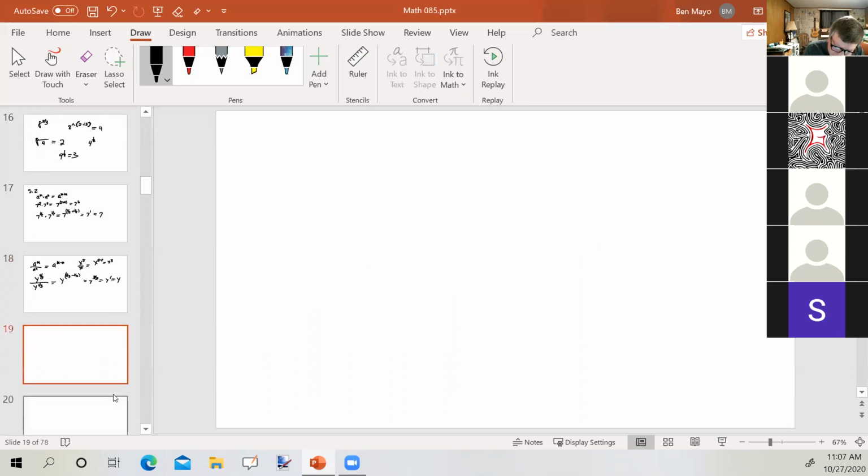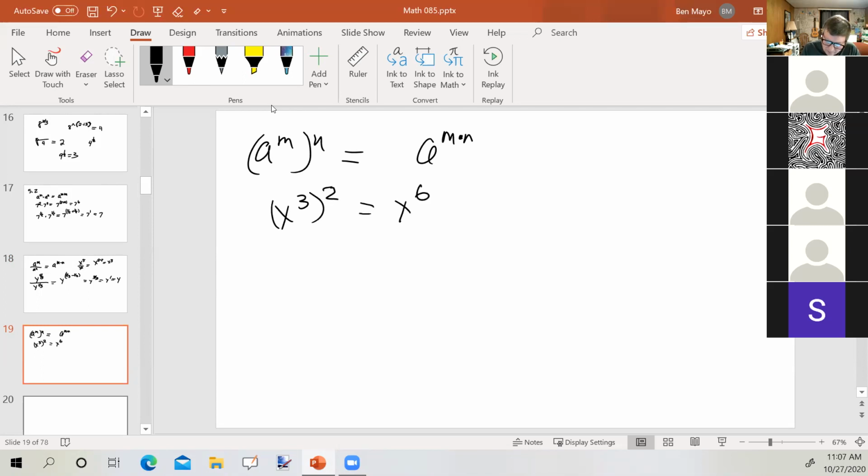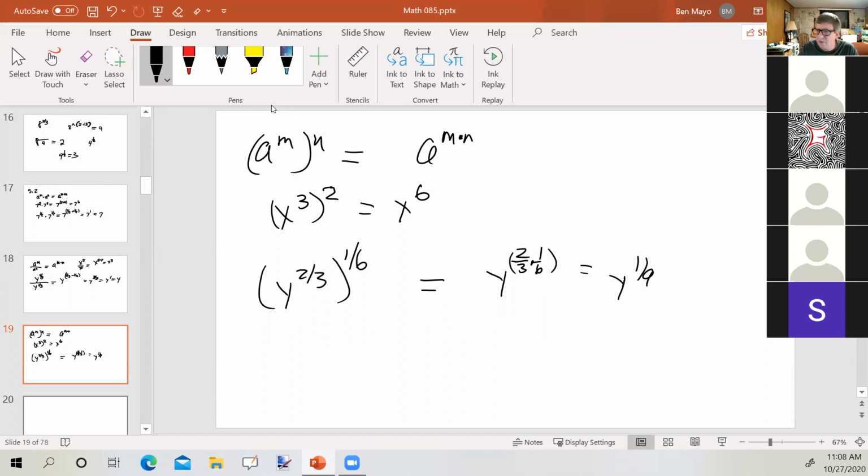All right, another rule. If you have a power raised to a power, you multiply the exponents. So x cubed squared would be x to the 6th power. Let's say I had y to the 2/3 power to the 1/6 power. That would be y to the 2/3 times 1/6, which would be y to the 1/9 power, because 2 over 18 would reduce down to 1/9.